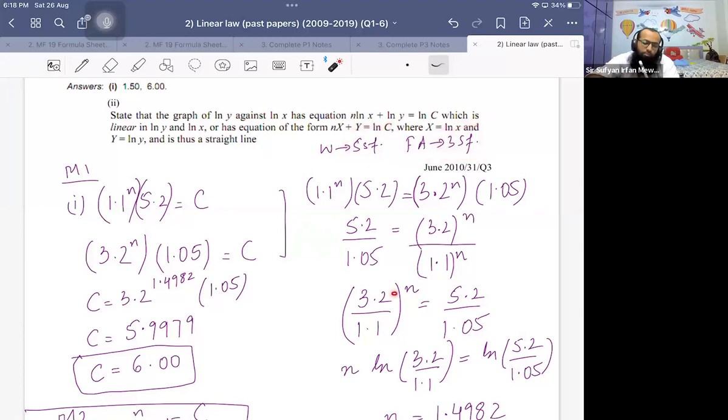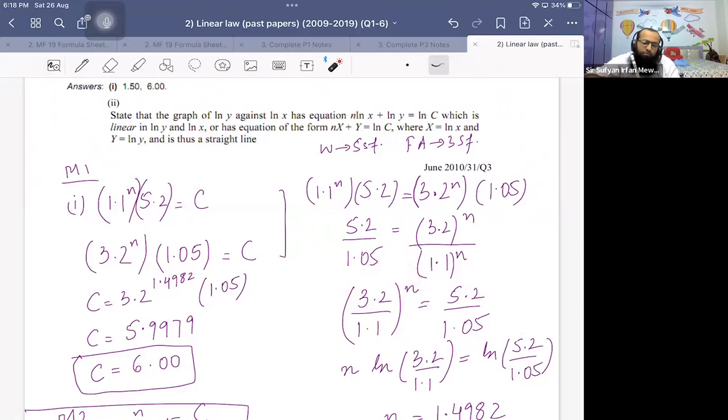So 3.2 upon 1.1 whole power n is equal to 5.2 divided by 1.05. Then we know that there is a variable in the power. No, n is a constant. Sorry. n is a constant, but if we need to bring n down, we need to take lg or ln on both the sides. We can take lg as well, we can take ln as well. There is no problem. Then if we take ln on both the sides, n will come at the front.